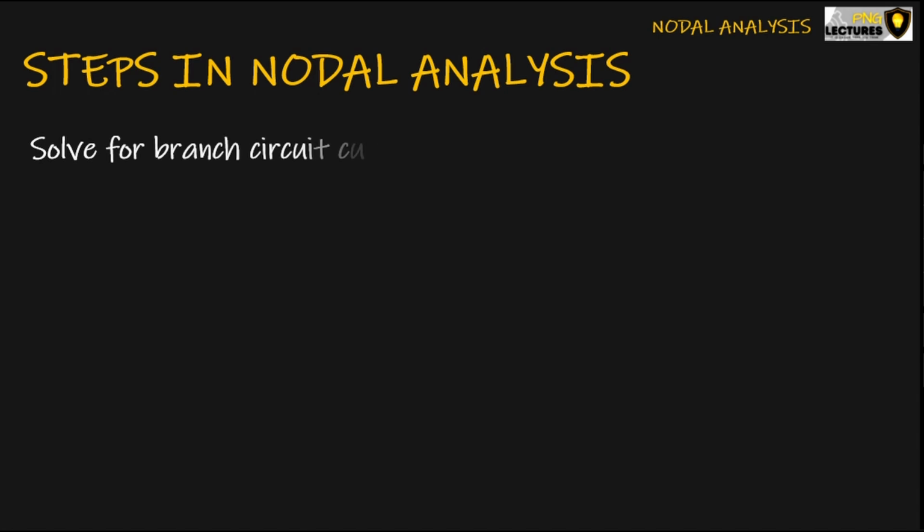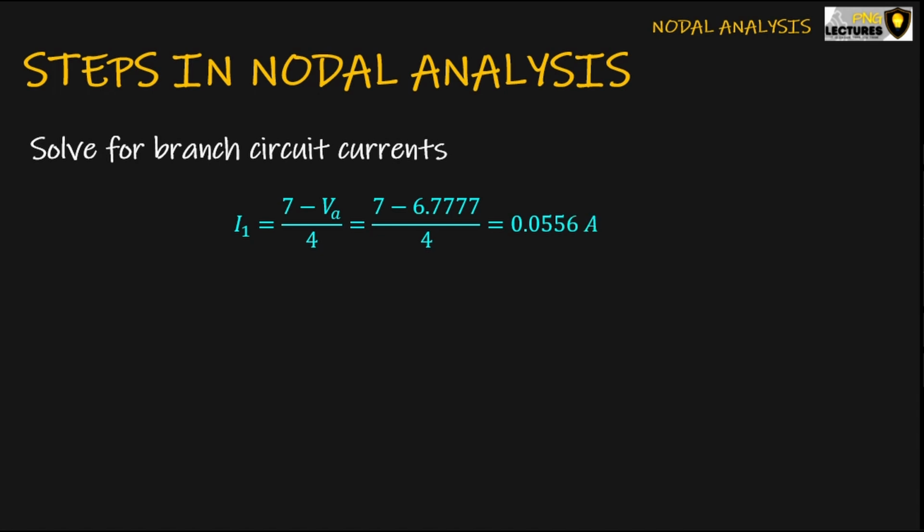Once you know the node voltages, you can proceed to the next step if you still need it. That is to solve for element voltages and currents using the node voltages. Suppose that we need to solve for I1, I2, I3, and I4. Then we can simply substitute the value of VA into the original expressions of I1, I2, I3, and I4 in terms of the node voltages. For example, we know that I1 is equal to 7 minus VA over 4. Substituting the value of VA, 6.777, we arrive at an answer of 0.0556. Similarly, for I2, I3, and I4, we can do the same and arrive at the following answers.